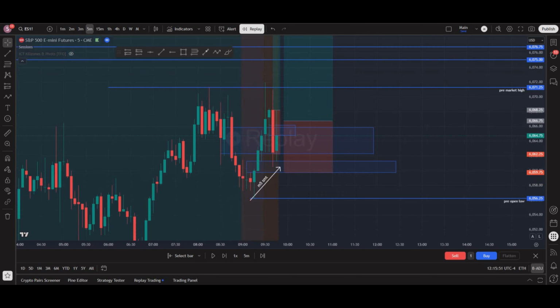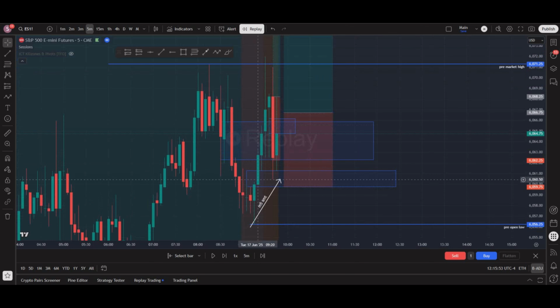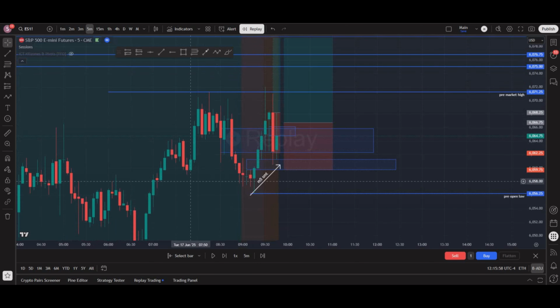On top of that, price wicked down and ended up respecting within this 5 minute bullish FVG right here. The main thought process was that we're respecting bullish order flow. We invalidated this bearish FVG, we came back in and retested it, and now we're respecting a bullish FVG.